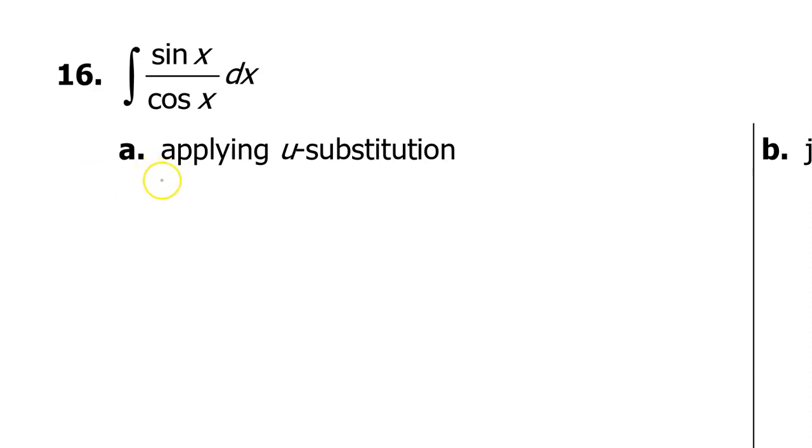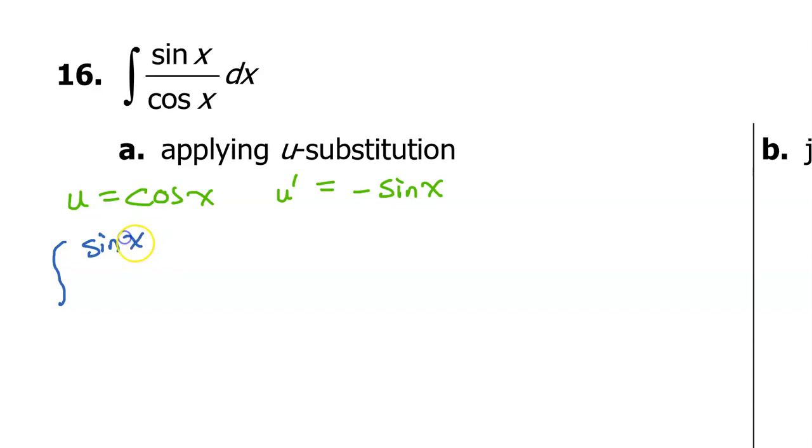For number 16, let us first solve this problem by applying U substitution. We will let the denominator equal U, so U equals cosine x. In that case, U prime is negative sine x. Making the substitution, we get the integral of sine x over U. Instead of dx, we write du over U prime, which is negative sine x.